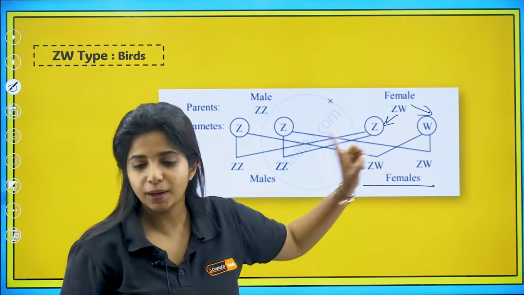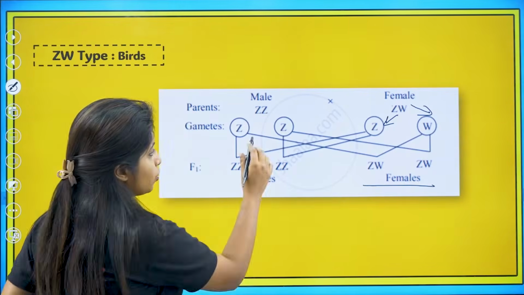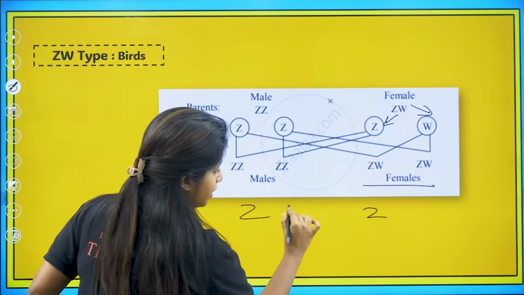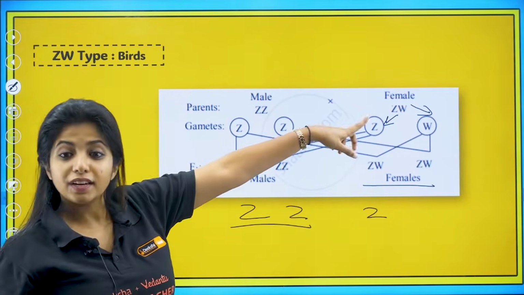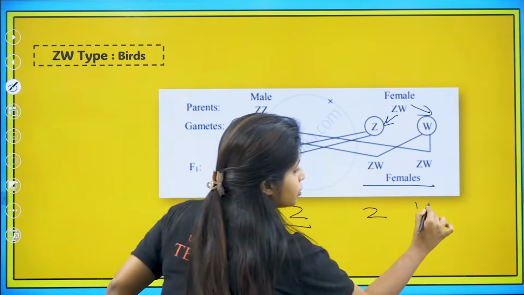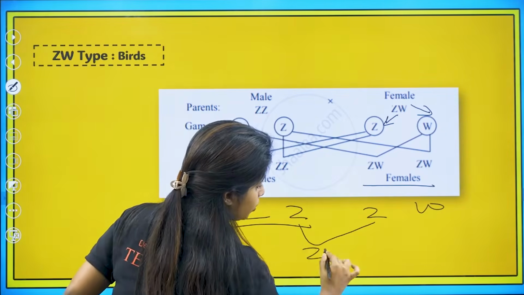So Z and W. Okay. Now suppose over here males will be producing the same type of gametes. So this is male homogamety. There is female heterogamety. Okay, so suppose this and this come together, you get ZZ.